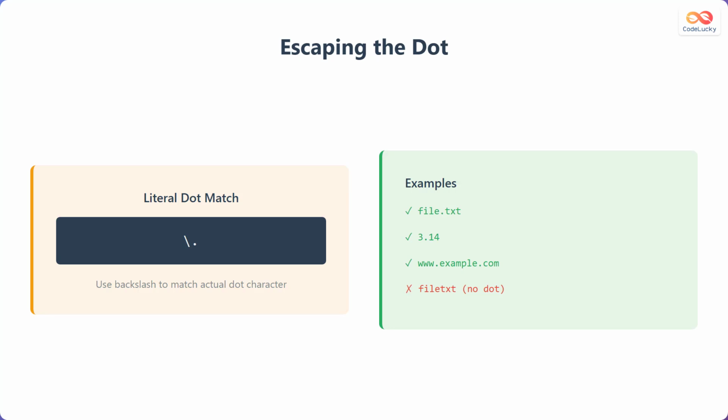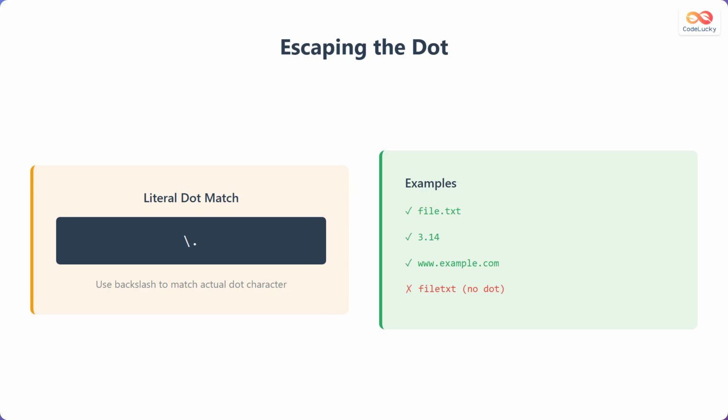Sometimes you might want to match an actual dot character instead of using it as a wildcard. To do this, you need to escape the dot using a backslash. So the pattern backslash dot will specifically look for a period character. This is useful when you need to match things like file names, decimal numbers, or domain names.